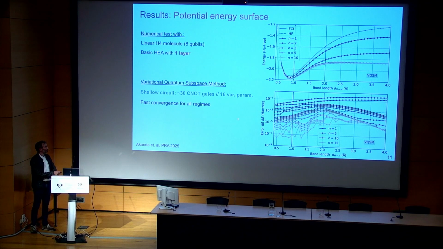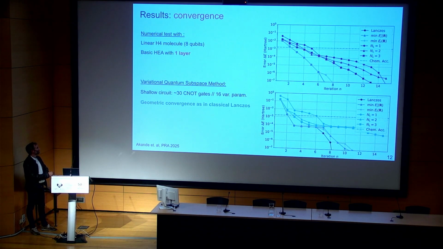And here is the error plotted as a function of the bond length. And you see that typically you pass the threshold of what is called the chemical accuracy, the precision that we would like to have for a pertinent post-processing. And you see that with already 5 to 10 iterations, whatever the bond length is, you get a really good estimation of the ground state energy.